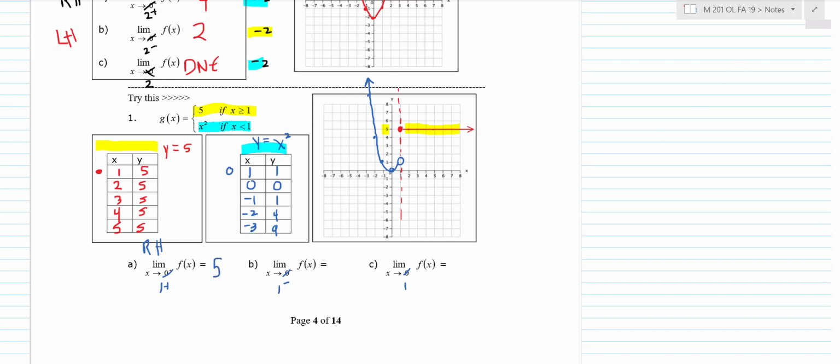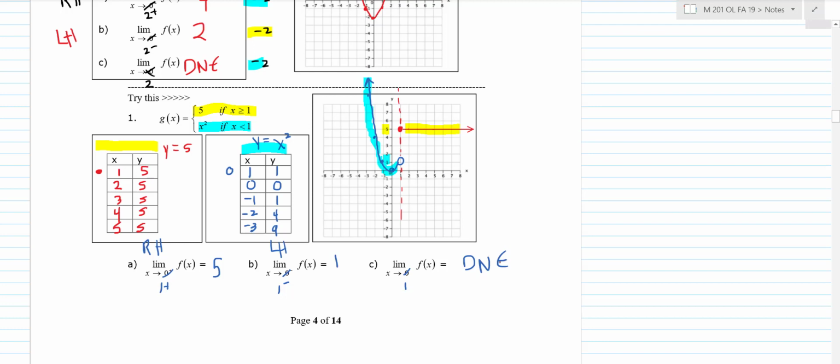Okay, the left-hand limit would be like this. We're just going from the left, going from the left, going from the left. As we get close to that bar, we're getting close to 1. So the value of that left-hand limit would be going to 1. So what would you conclude about the two-sided? Yeah, that does not exist.